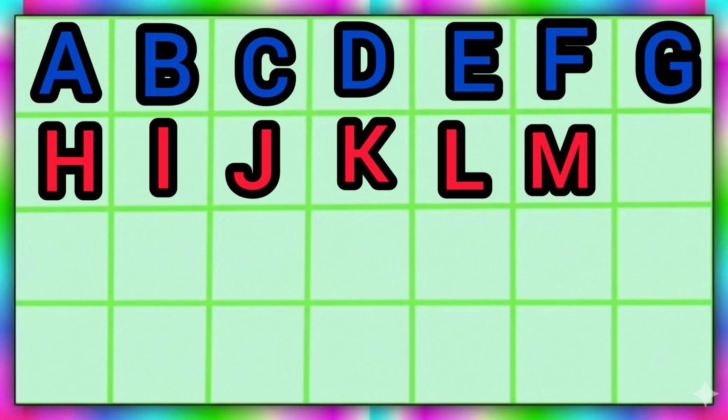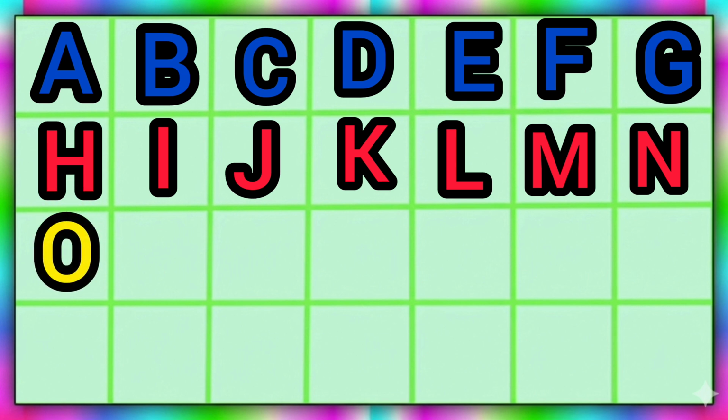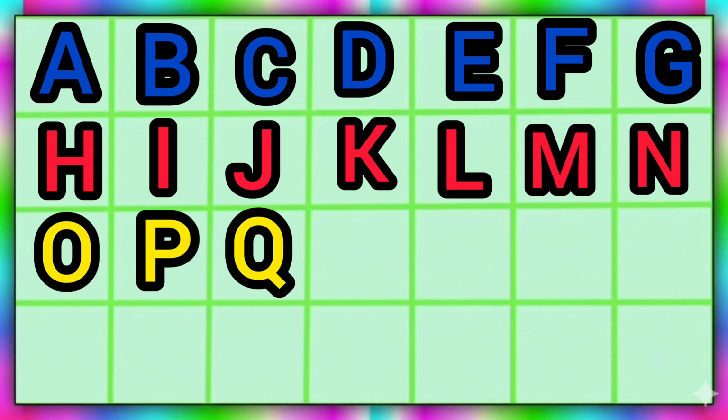M for monkey. N for nose. O for orange. P for parrot. Q for coin. R for rabbit.